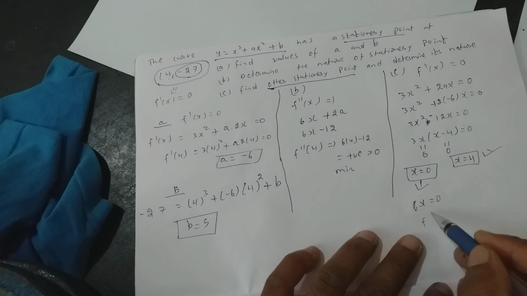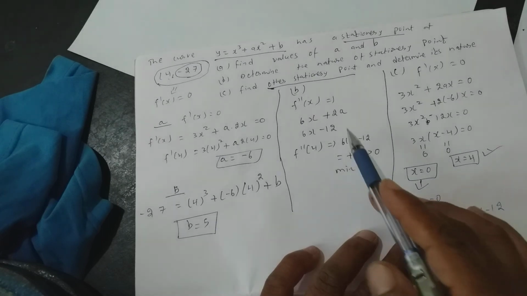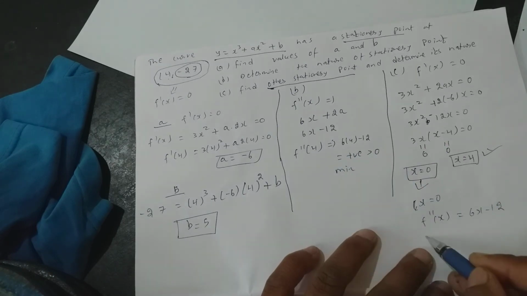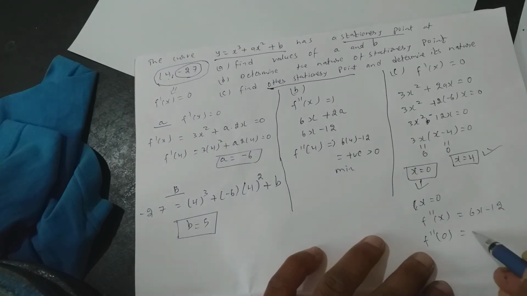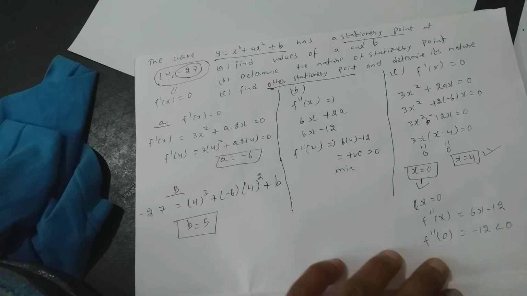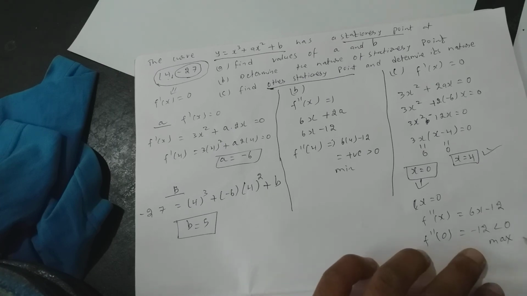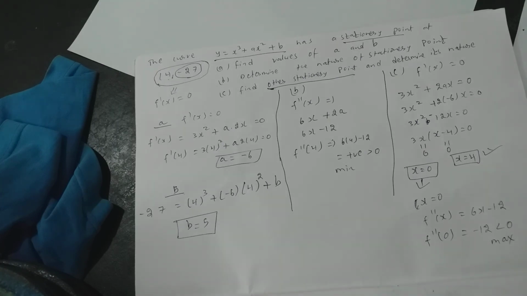Now the nature means f double dash x equal to 6x minus 12, which we already found before. So now f double dash of 0 is minus 12 less than 0. It's maximum. Clear enough? 4 and 0. For 4 we already determined its nature. For 0 to determine f double dash 0 I need to find. Which I got less than 0 means its nature is maximum. Am I clear?